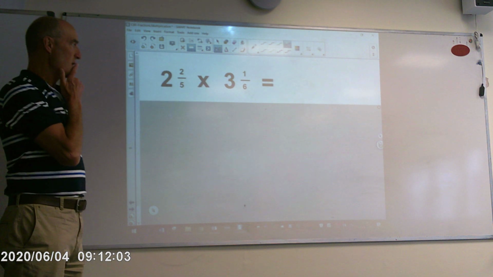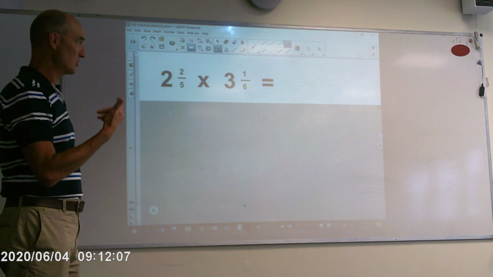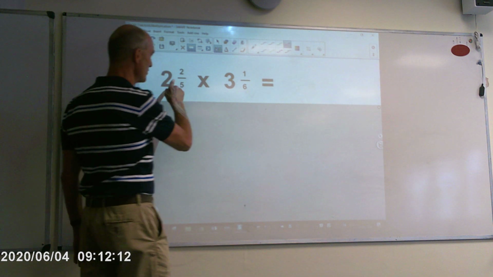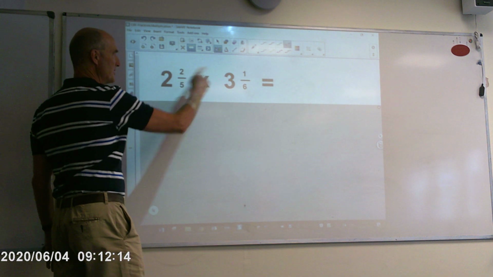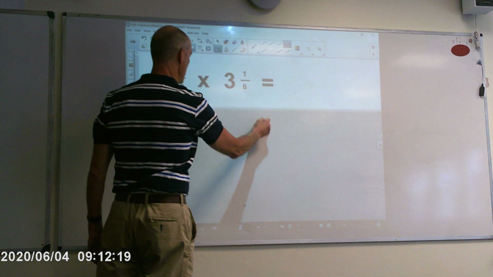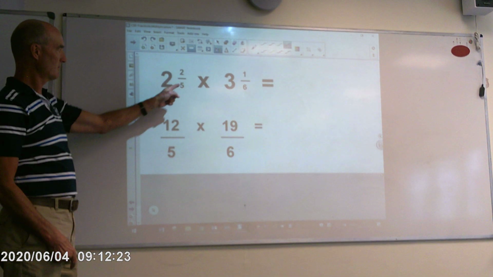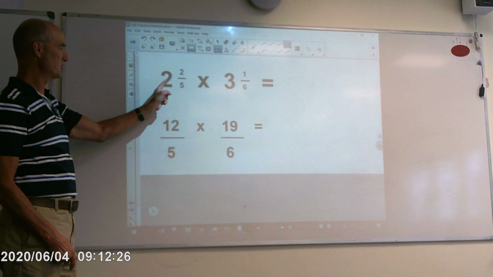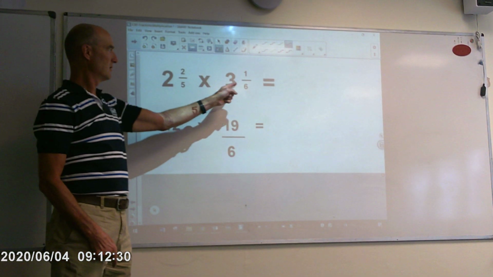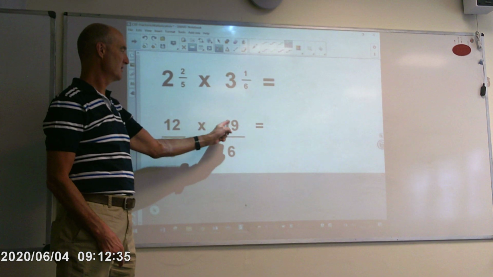What do we do when we've got a mixed number like that? We've got to do something first. What we've got to do is make both of these mixed numbers into a top-heavy fraction. So in this example, 2 whole ones, 5 times 2 is 10, plus the 2 we already had, 12 fifths. 3 whole ones, 6 times 3 is 18, plus the one we already had, 19 over 6.